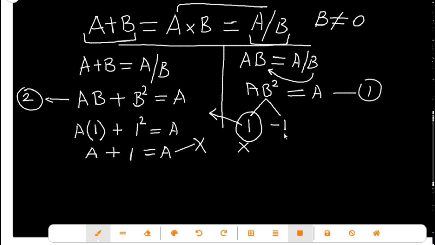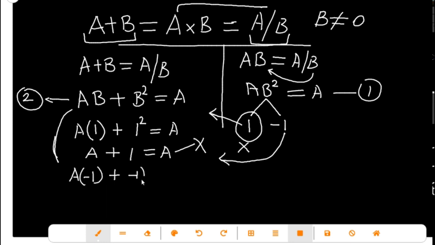So let's put the minus 1 here. Okay, we will put it here in this equation. So a minus 1 plus again minus 1 square is equal to a. So this will become minus a and it will be plus 1 is equal to a.